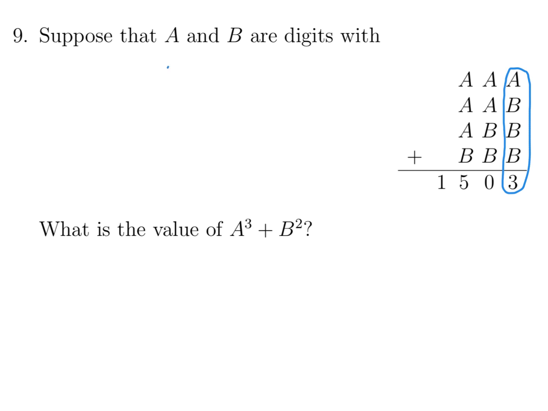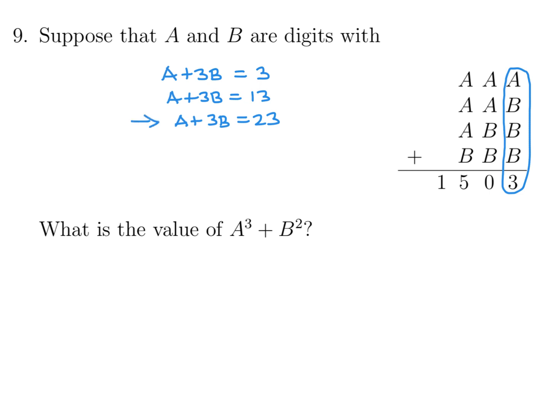So it would be A plus 3B is equal to 3. Now, it doesn't necessarily have to equal 3, right? It could equal 13, and you could carry the 1. Or it could equal 23, and you can carry the 2, right? So there's obviously some trial and error here.